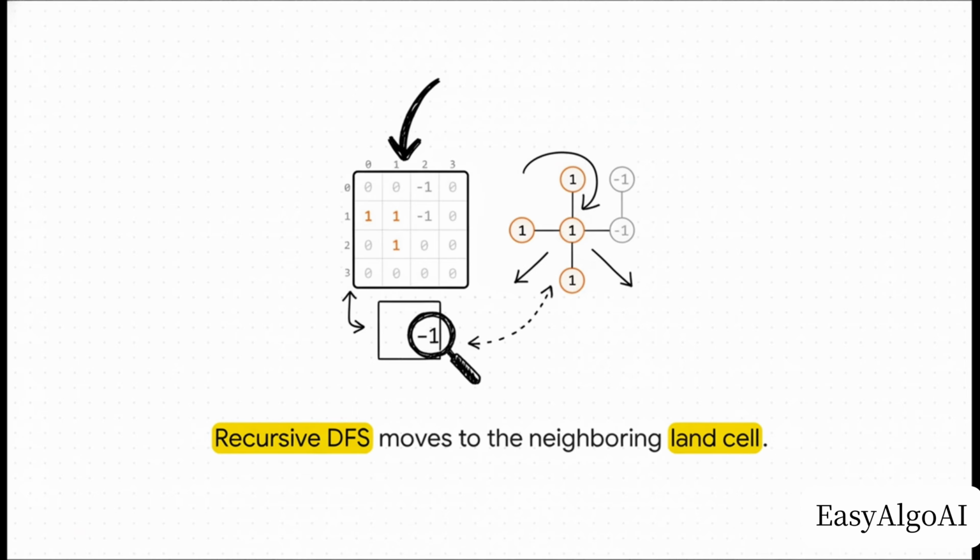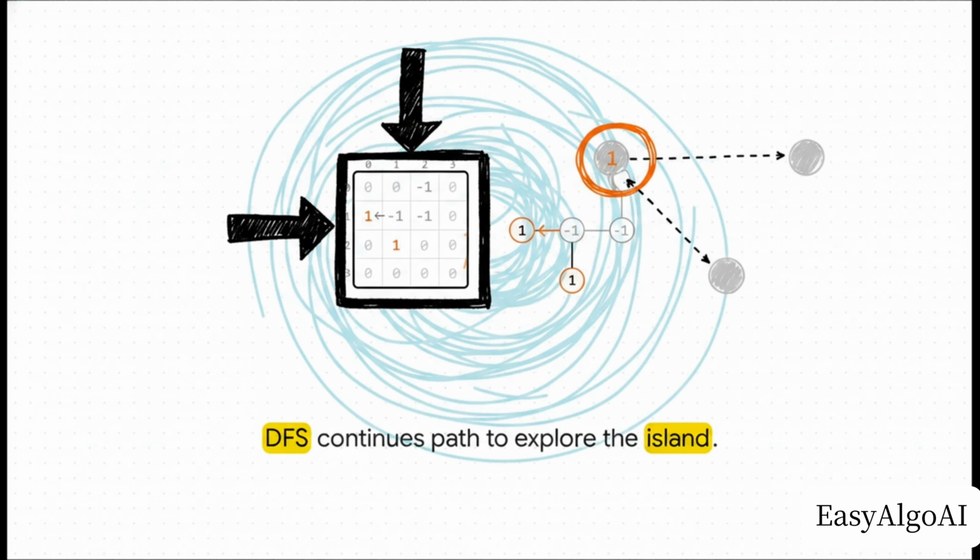Then the algorithm checks 4-directionally again. Above us is a -1, so nope, we don't go there. But to the left, there's another one at coordinate 1, 1. So we make a recursive DFS call and jump over there. We land on 1, 1, and boom, change it to -1.